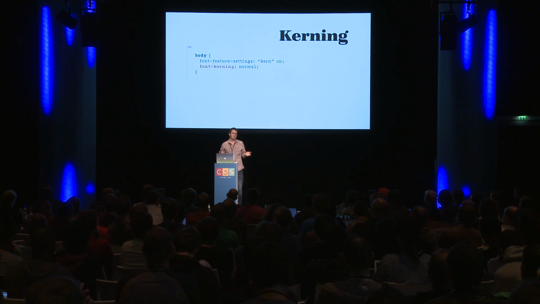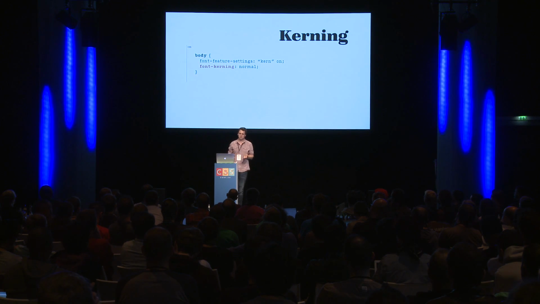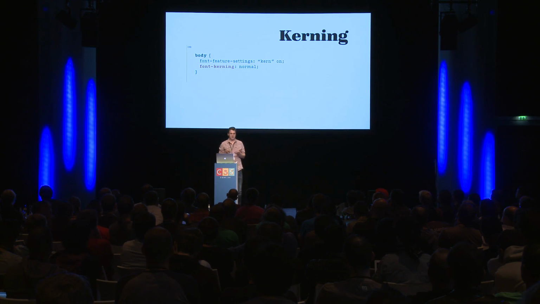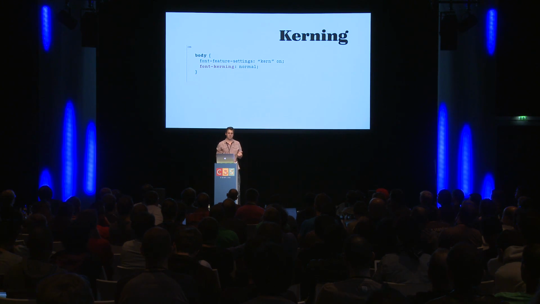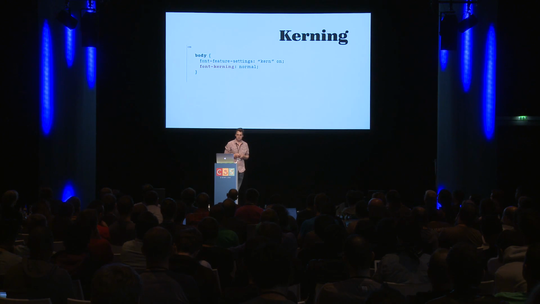Also, I see a lot of people recommend using the text-rendering property, and that's not an official CSS property. And there are also many bugs in its implementation, so it does all sorts of weird things if you enable that. So I don't recommend using that to enable kerning.